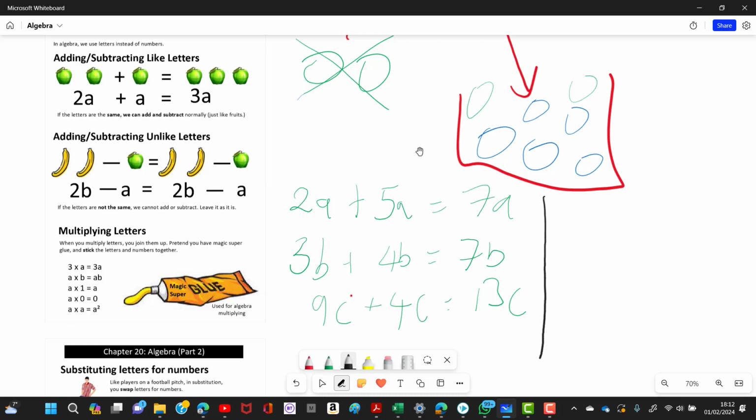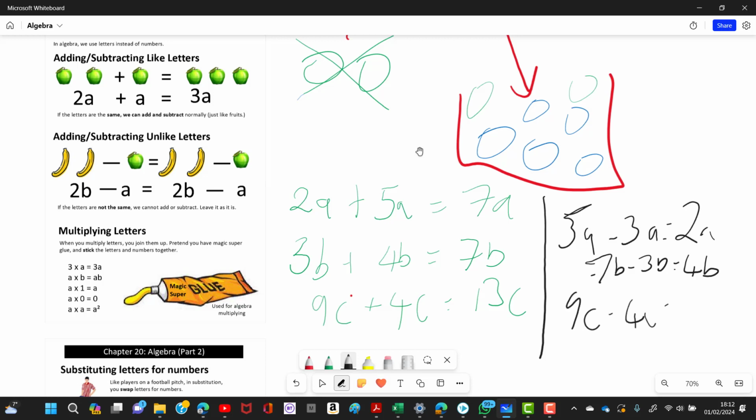Now that works also with subtraction. 5A take away 3A. So 5 apples take away 3 apples is 2 apples, so 2A. 7B take away 3B equals 4B. And 9C minus 4C is 5C. So if the letters are the same, you just add and subtract as normal, like you're adding and subtracting the same fruit. That's called adding and subtracting like letters, when the letters are the same.